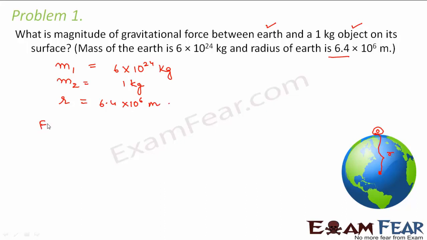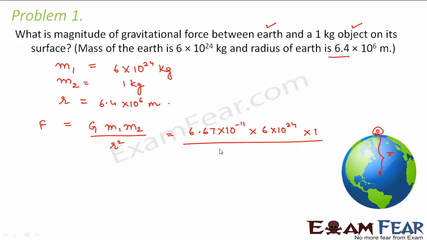Right? So now applying the universal law of gravitation, we know that F is equal to G m1 m2 divided by r square. We know the value of G as 6.67 into 10 to the power minus 11, into m1, which is 6 into 10 to the power 24, m2 is 1, divided by r square, that is 6.4 into 10 to the power 6 whole square. So this value comes out to be approximately 9.7 Newton. This would be the magnitude of the gravitational force between the Earth and the object.